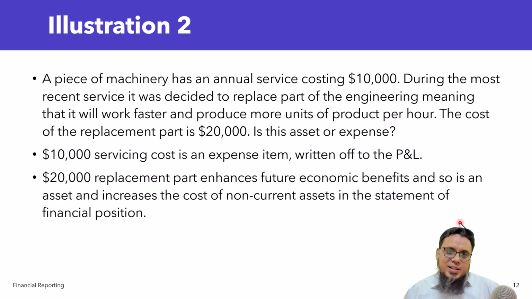The $10,000 service cost is an expense item. You have to write it off to the P&L. This was regular maintenance. It was maintaining the economic benefit. However, the $20,000 replacement part enhances the future economic benefit, and so is an asset. It increases the cost of non-current assets in the statement of financial position.